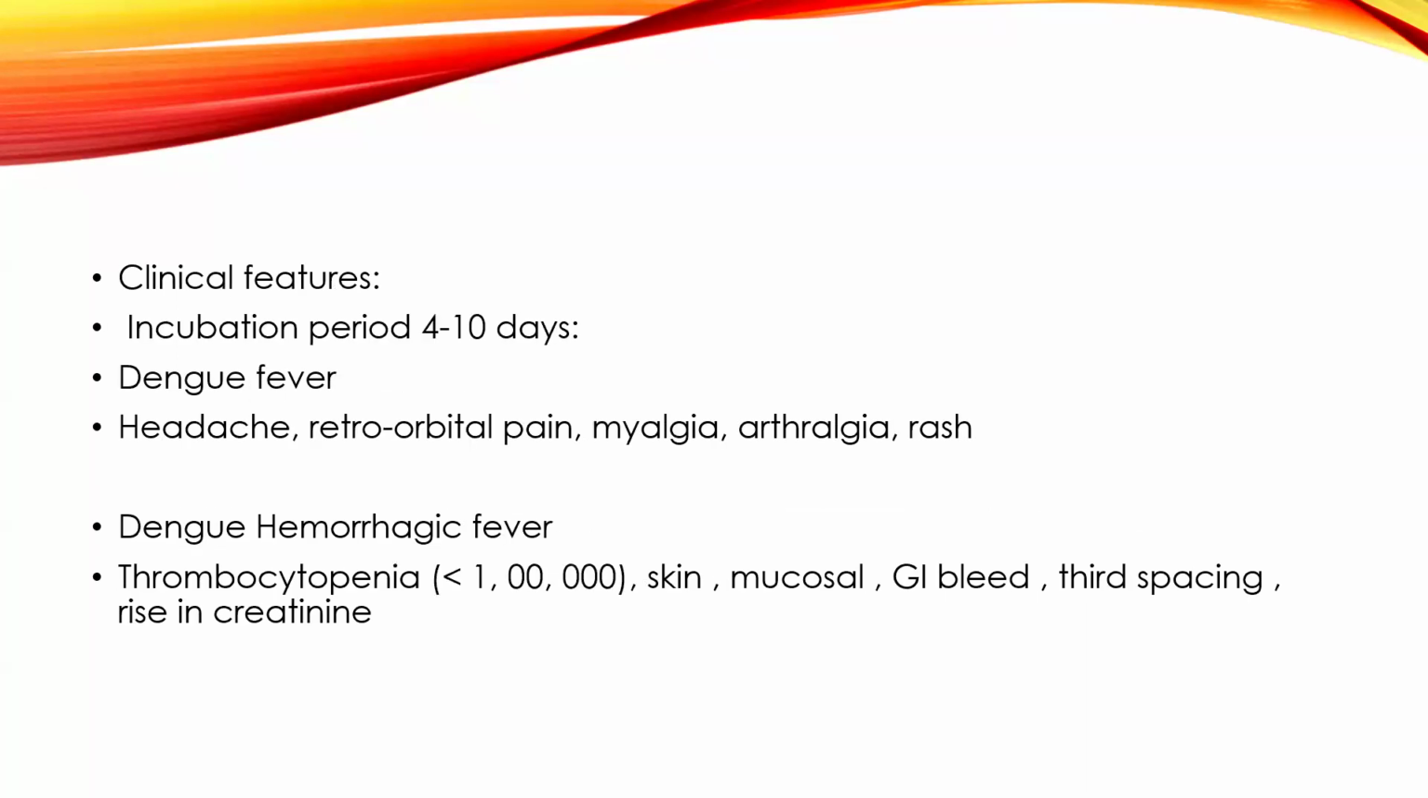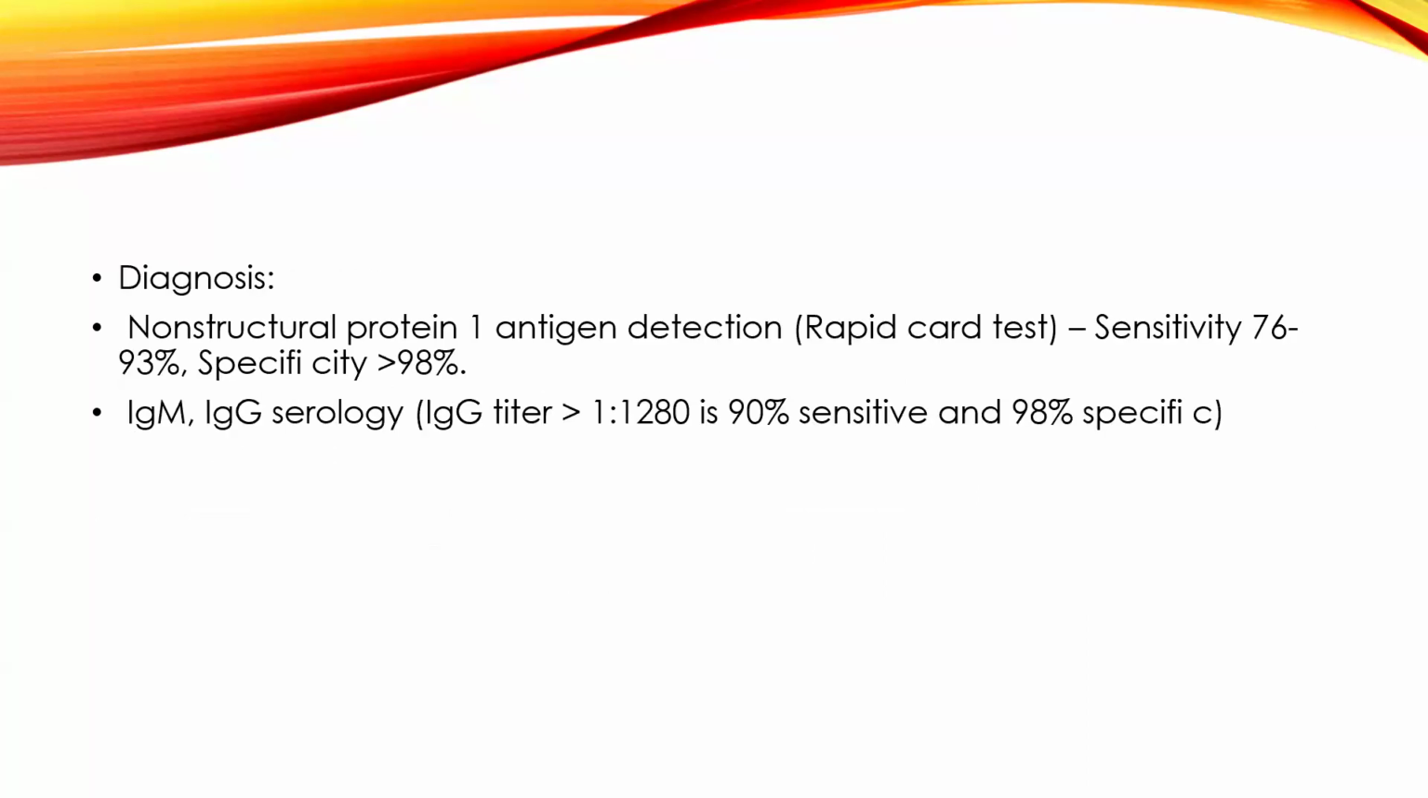Incubation period is 4 to 10 days. Dengue fever is characterized by the headache, retroorbital pain, myalgia, arthralgia, rash. Then dengue hemorrhagic fever is characterized by thrombocytopenia, skin, mucosal and GI bleed, third spacing, and rising creatinine. So diagnosis is done by the NS1 antigen, IgM, IgG serology.